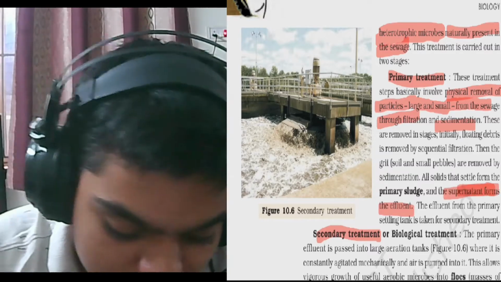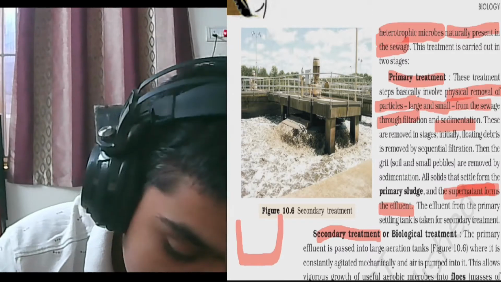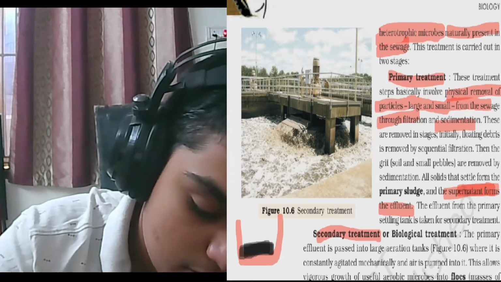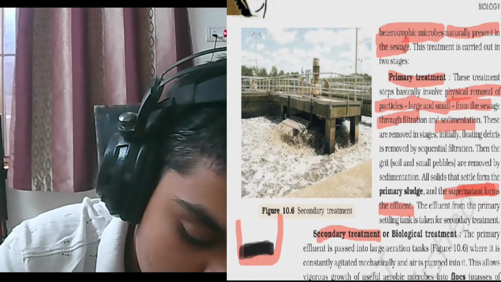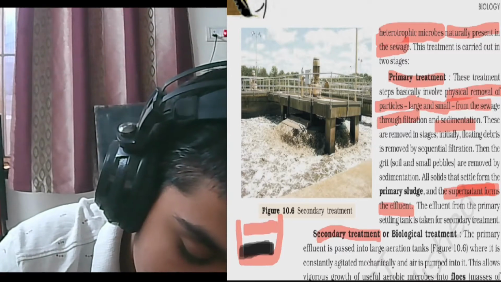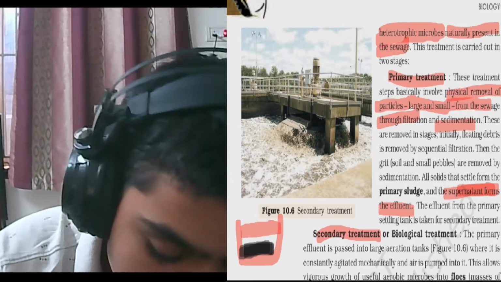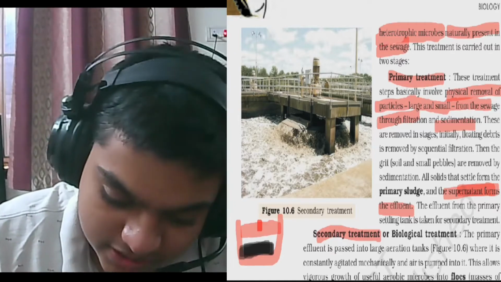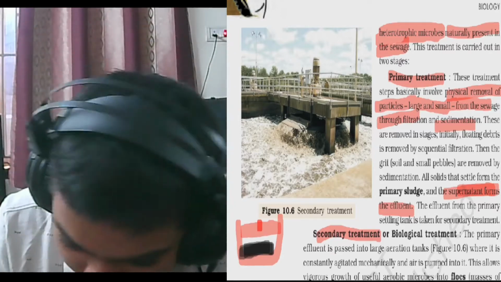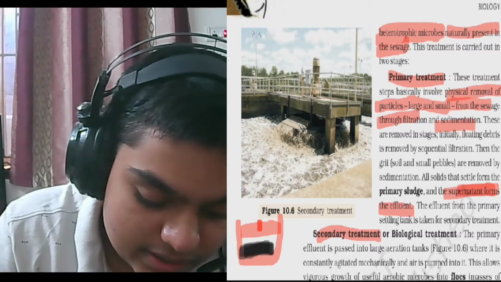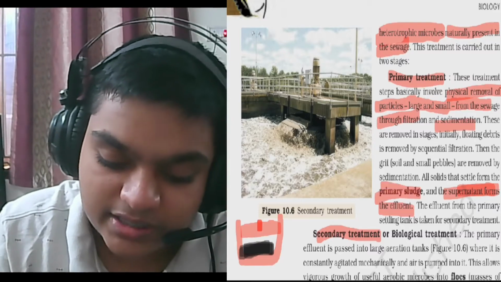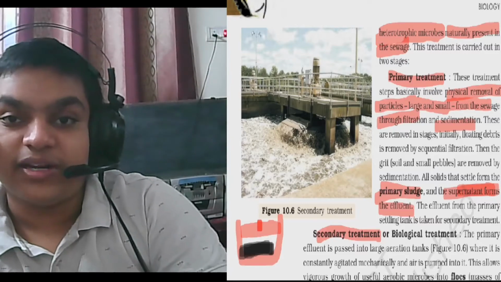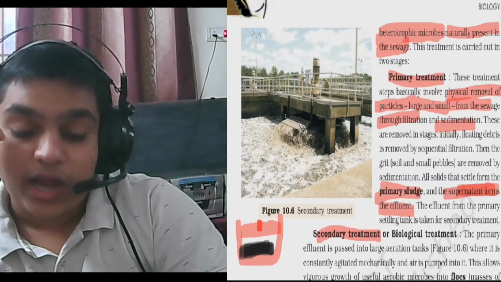If this is your sedimentation tank, in this tank this is your sludge, and this is your effluent. This water is then passed into the next tank which contains aeration, which we will see a little later below this. And this black one is called primary sludge, and that is the physical waste material. Okay, physical waste.